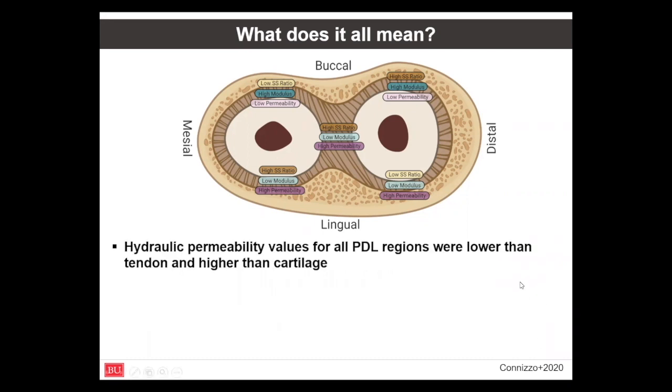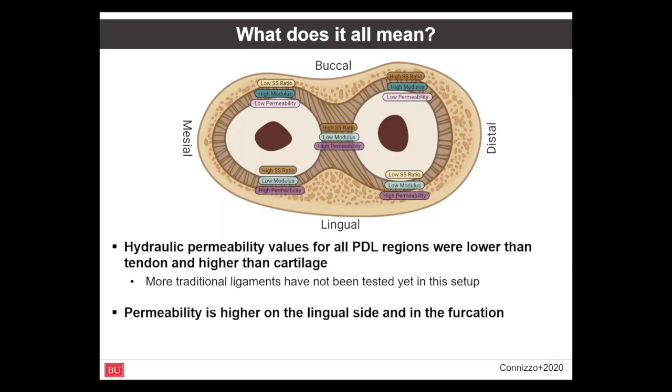We also found hydraulic permeability values for all of our PDL regions were lower than tendon, which we found previously, but higher than cartilage. And that's interesting because we haven't tested more traditional ligaments like the ACL or other ligaments, rather than tendons. It could suggest that the periodontal ligament is neither a tendon, nor a ligament, nor cartilage. It's kind of a transitional tissue.